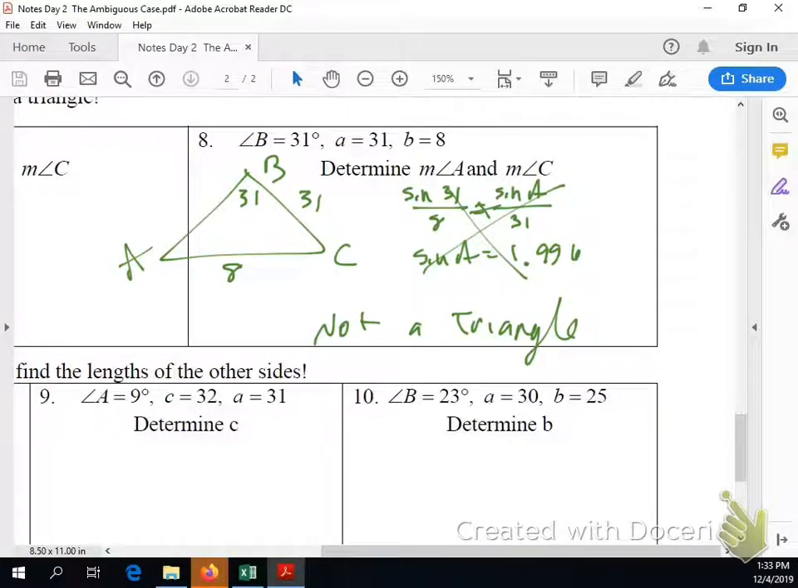Okay, there you go. I end up with sine of A equaling 1.996. And again, it's bigger than 1. So we cannot find angle A, which means we're not going to make a triangle out of this. All right?